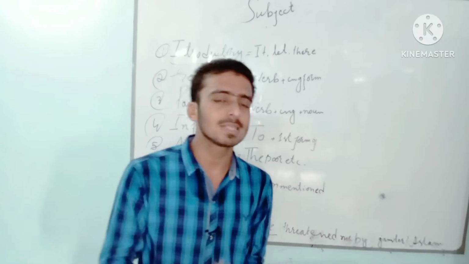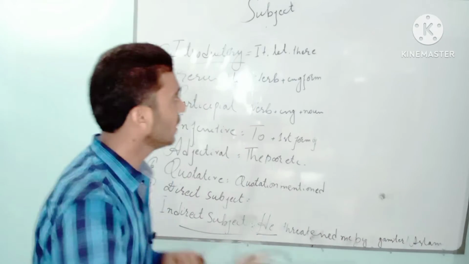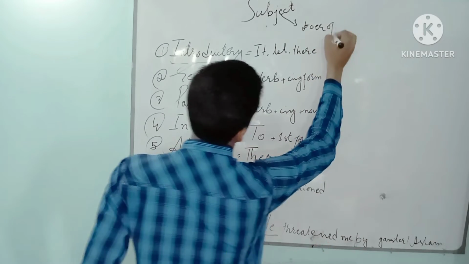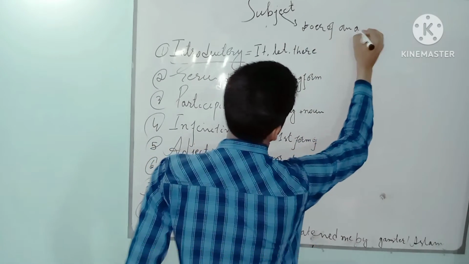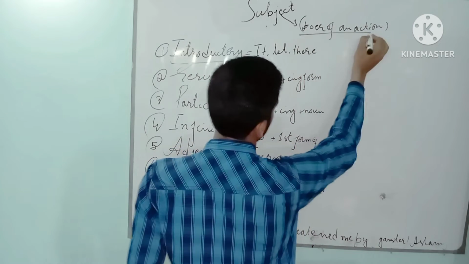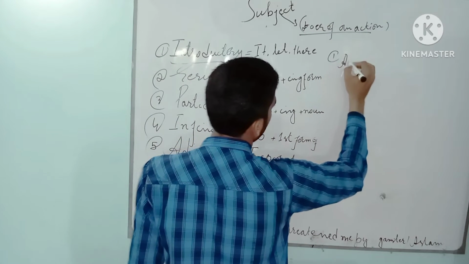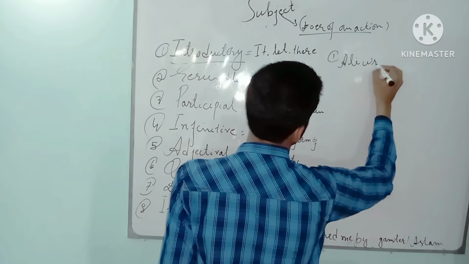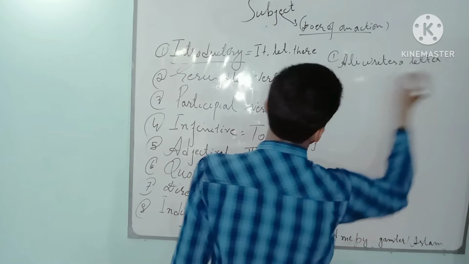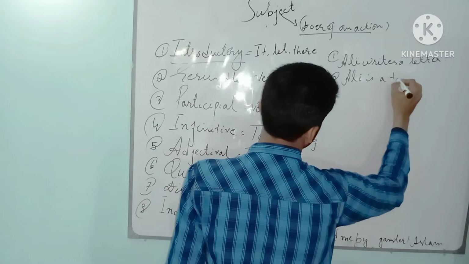Mostly, whenever most students are asked what the subject is, how can we define it, they say: doer of an action. When we consider this definition of the subject, if I write two examples in front of you, first is Ali writes a letter, and second, Ali is a teacher.